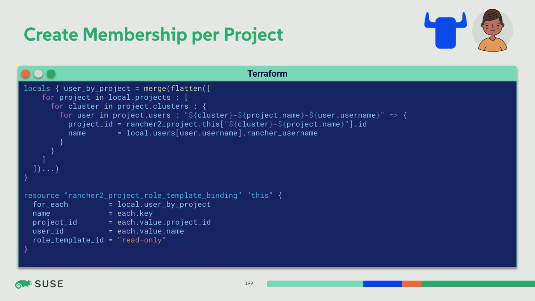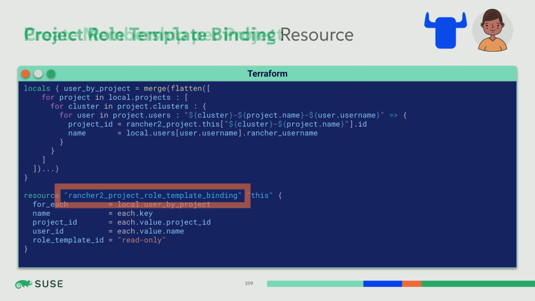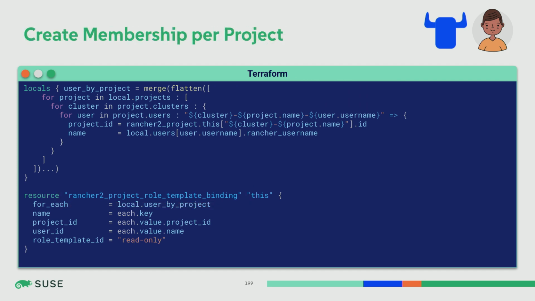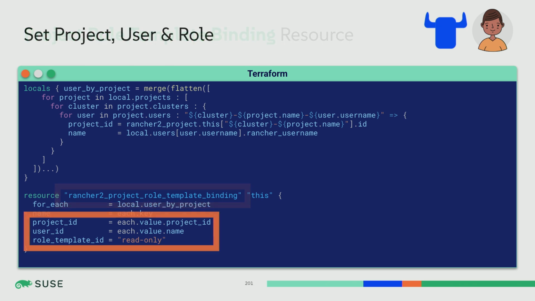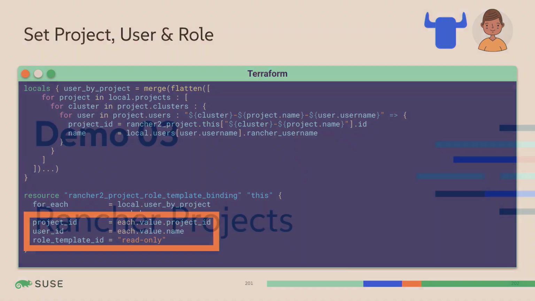The same for membership. We'll let every user connect to their project to give access to their namespace. So here we have the membership per project loop, and loop over it using the project role template binding resource, and set all the values required to get every user connected to their project on every downstream cluster. So 3 clusters, 3 users, so 9 memberships to create.